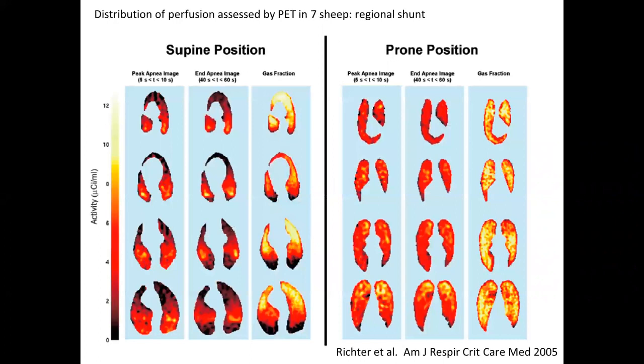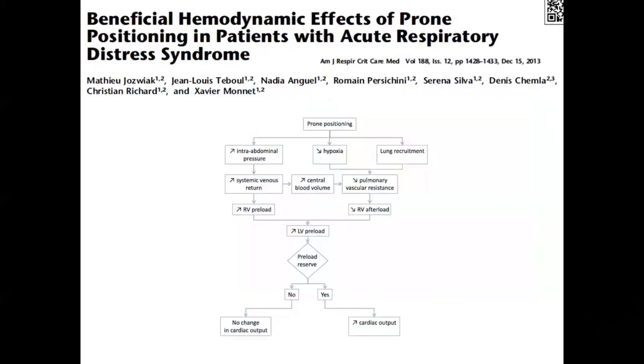be more favorable. And this has been studied very nicely by Richter, and Giacomo Bellani was part of this nice physiologic study in sheep with ARDS. They did a CT PET study looking at distribution of ventilation and perfusion. You can see here that in supine position, the ventilation is distributed mostly in the non-dependent area, whereas the dependent areas are very collapsed. When they flip the sheep into prone position, the distribution of ventilation and perfusion is much more homogeneous and better, leading to the improvement in gas exchange that we mentioned before.